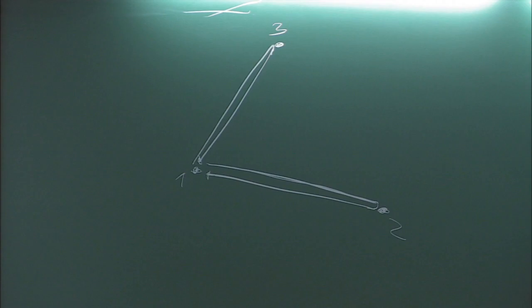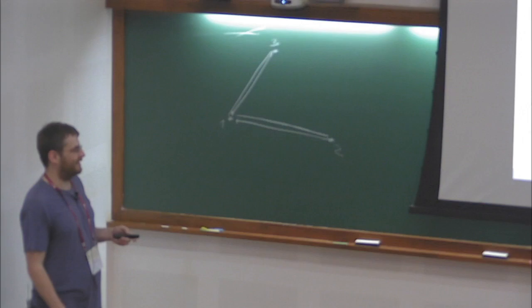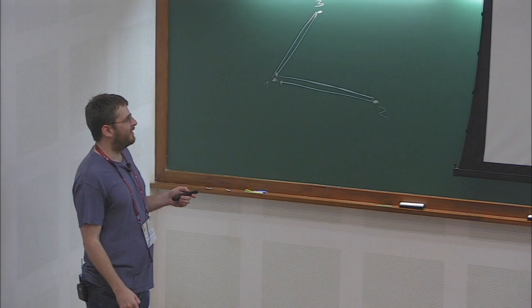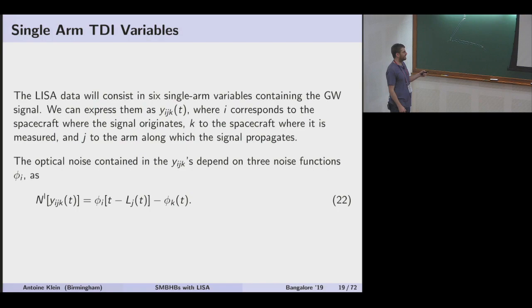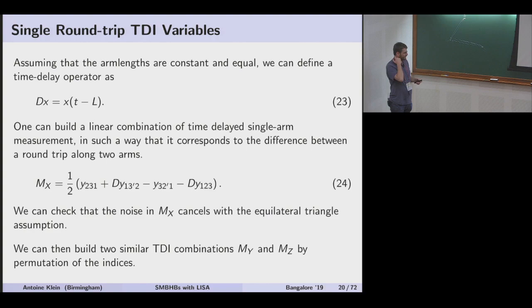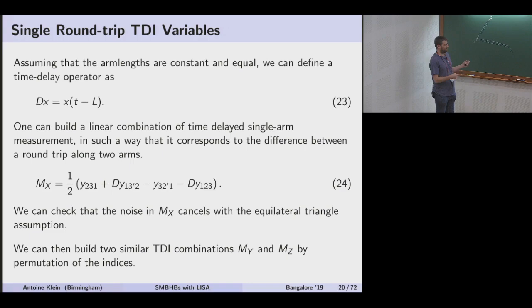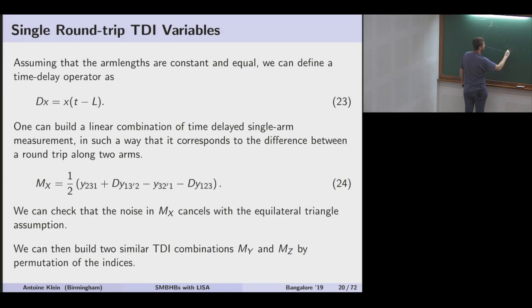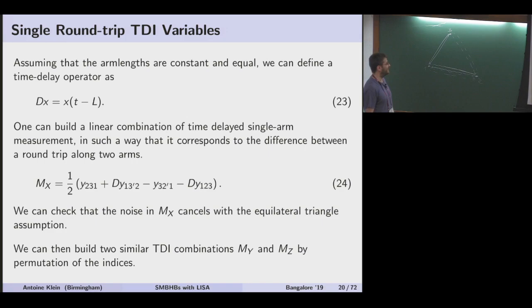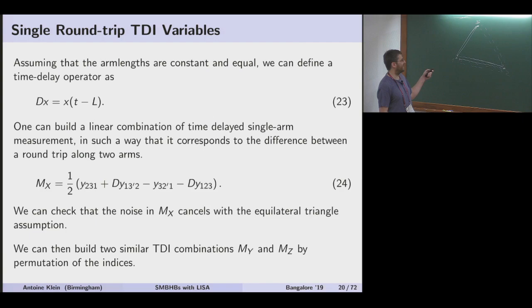All right. So if we make the equilateral triangle assumption, we can check that the laser noise in MX indeed cancels. And then by symmetry, we can build two similar time delay interferometry combinations, MY and MZ, by just permuting the indices. So MY will be the same thing, but around spacecraft 2 instead of spacecraft 1. And MZ will be the same thing around spacecraft 3.